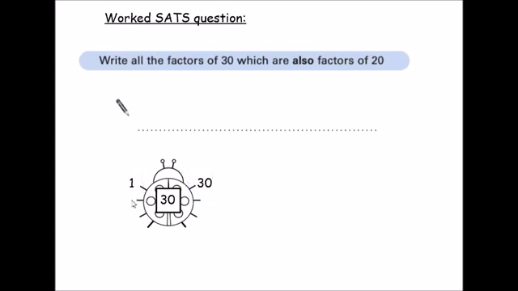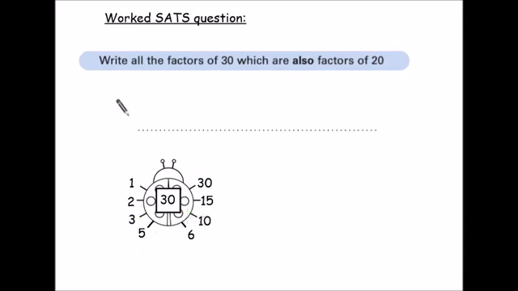Next, let's try 2. 2's do go into 30. 2 times 15 is 30. Then we'll go on to 3. 3 times 10 gives us 30. When we try 4, 4's don't actually go into 30. 30 is not in the 4 times table. So we don't do 4. We go on to 5. 5's do go into 30. 5 times 6 makes 30.